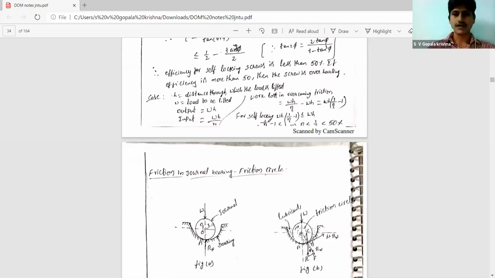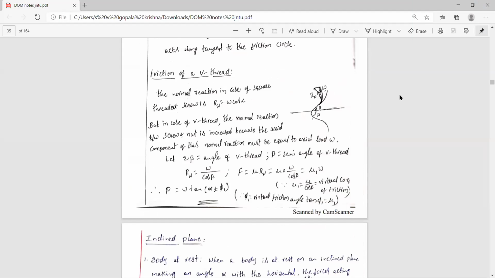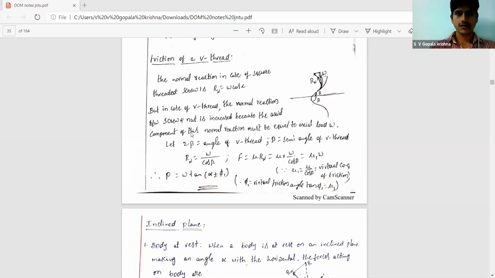Today's lecture is on friction of V thread. It is a small topic. All of you observe the diagram from the friction of V thread point of view.